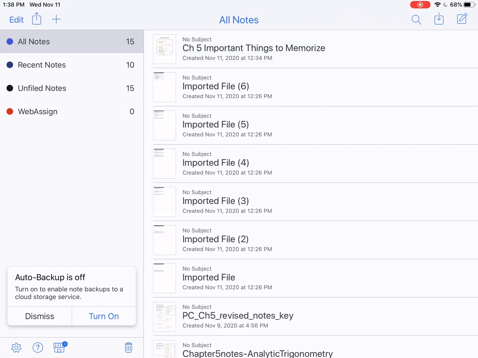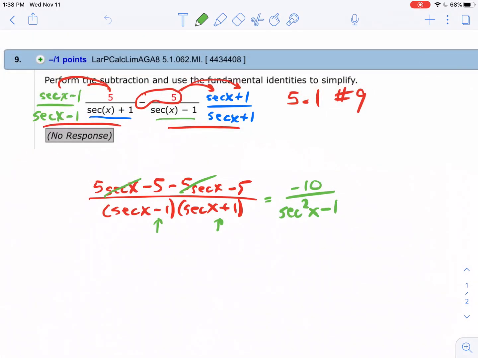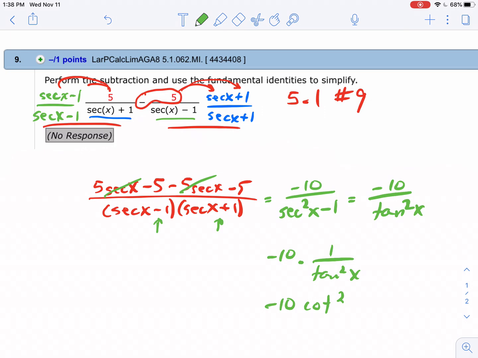And so back here, this would be negative 10 over tangent squared of x. So then if I looked at it, I could look at it like this. And another name for 1 over tangent squared would be cotangent squared of x. So that would be my answer.